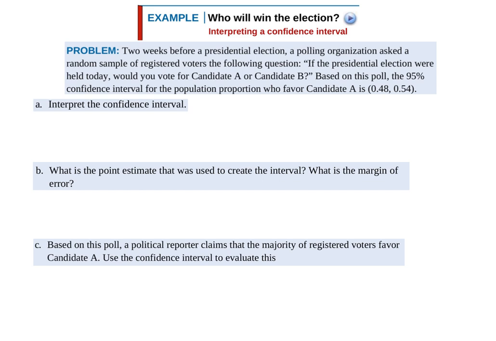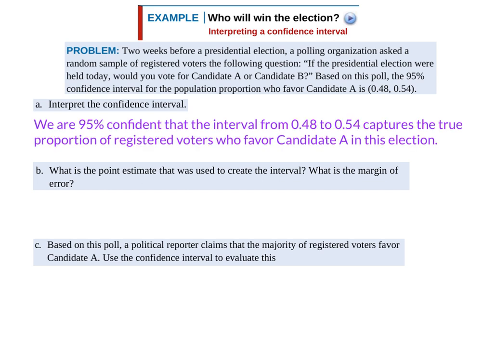So let's actually take a look at an example about interpreting a confidence interval. This one's called Who Will Win the Election? The problem states, two weeks before a presidential election, a polling organization asked a random sample of registered voters the following question. If the presidential election were held today, would you vote for candidate A or candidate B? Based on this poll, the 95% confidence interval for the population proportion who favor candidate A is (0.48, 0.54).